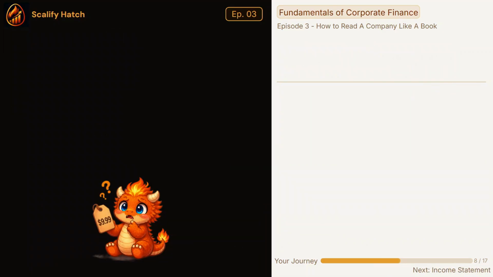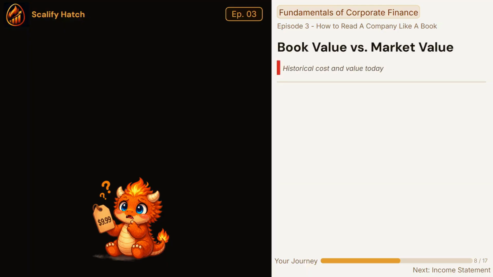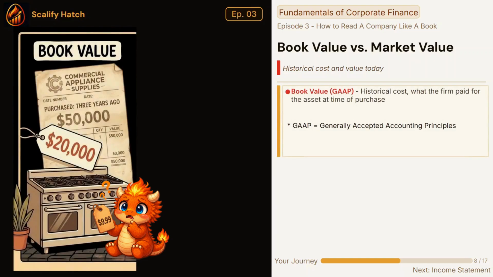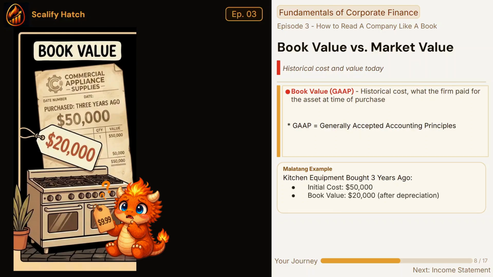Finally, the third thing to look for is the book value versus the market value. This is a really important concept. The numbers you see on the balance sheet are called the book values. Under GAAP, generally accepted accounting principles, assets are recorded at historical cost, meaning we record them at the price we paid at the time we bought them, not what they're actually worth today. Here's what that looks like for our restaurant. We bought kitchen equipment for $50,000 when we opened.